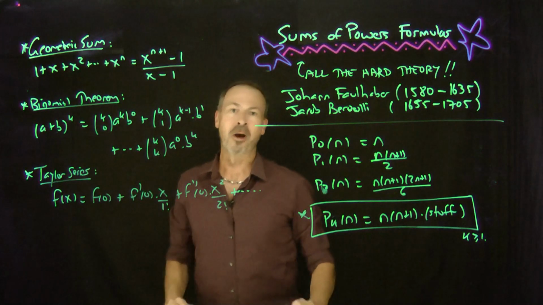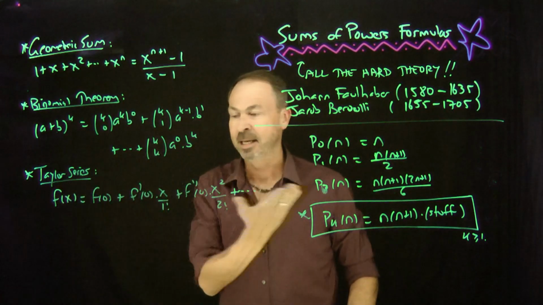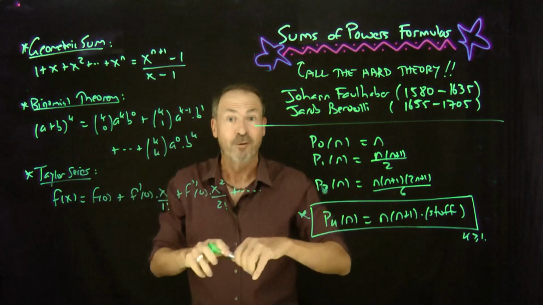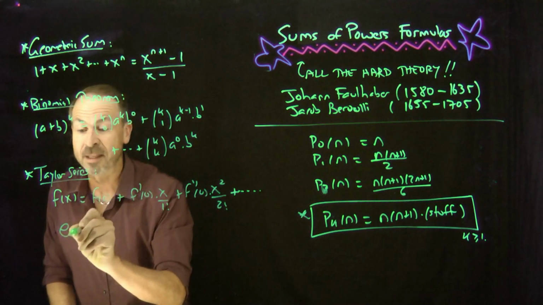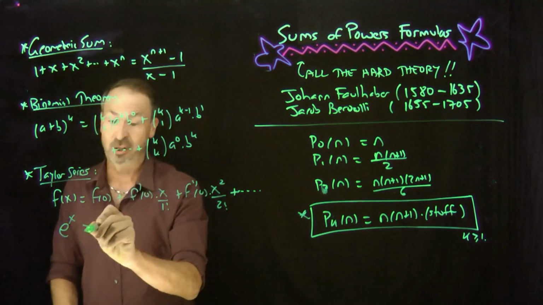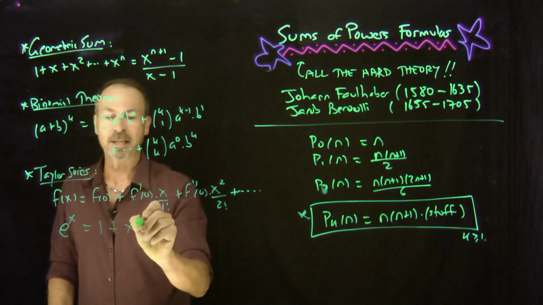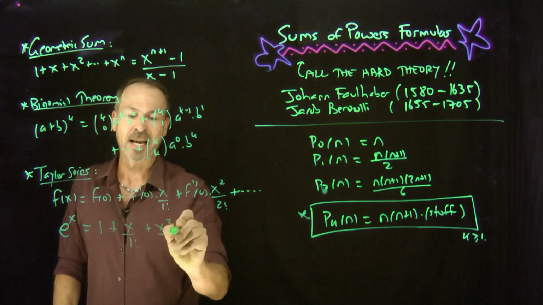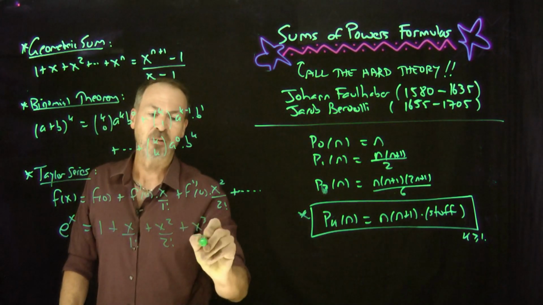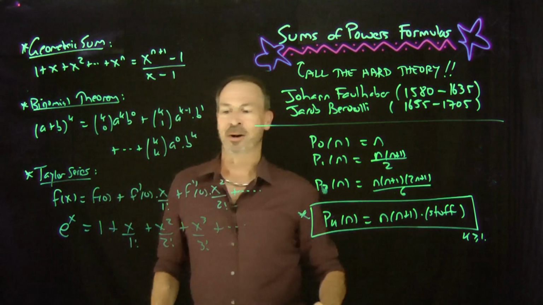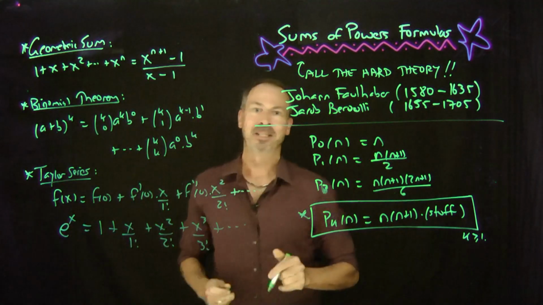But I assume we know that Taylor series can exist in many nice examples. In fact, here's one very nice example. We know that the Taylor series of e to the x, that assuming we know, is 1 plus x over 1 factorial plus x squared over 2 factorial plus x cubed over 3 factorial, and so on and so on. In fact, that's the key one we want to use today.